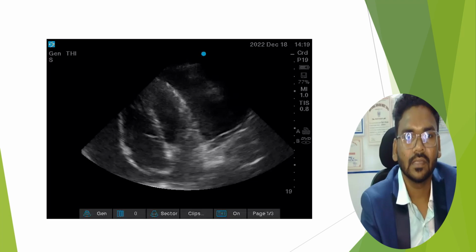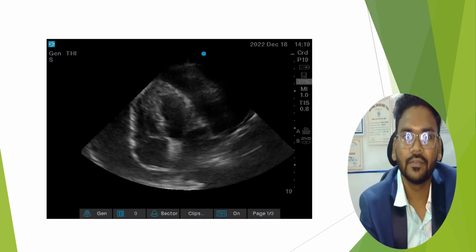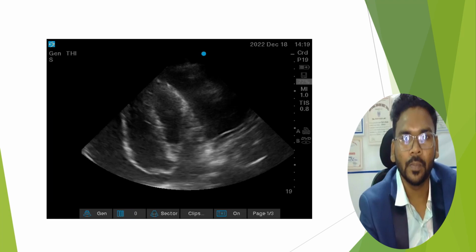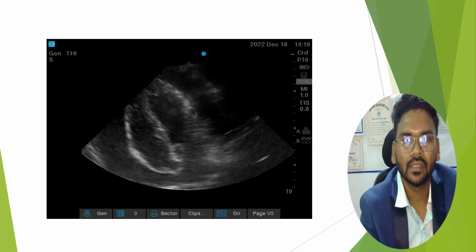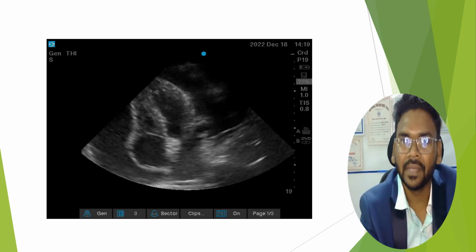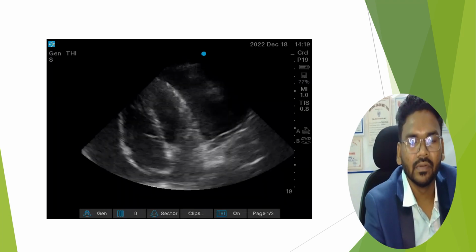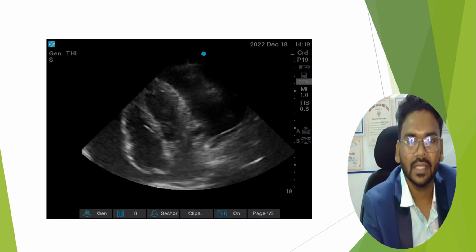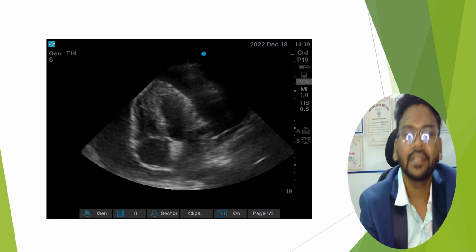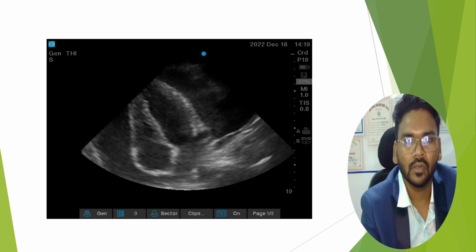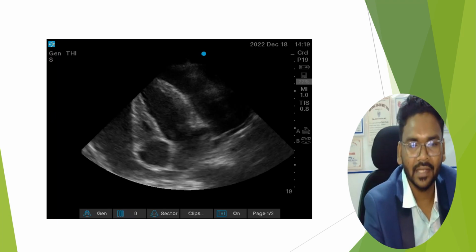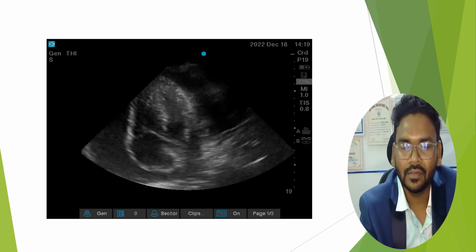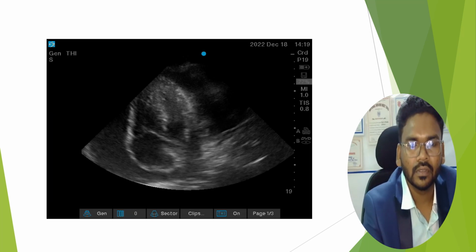Now we will discuss the clinical features of pericardial effusion. Patients can present with chest pain, syncope, palpitations, and shortness of breath. In cardiac tamponade, we have a triad, that is Beck triad: hypotension, muffled heart sounds, and raised jugular venous pressure. In chest X-ray, we will get water bottle configuration, and in ECG, we will get low voltage QRS complex and electrical alternans.